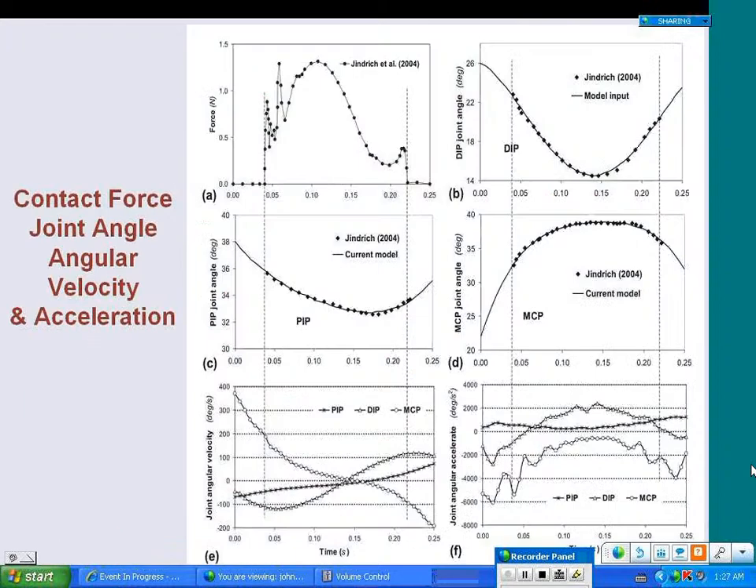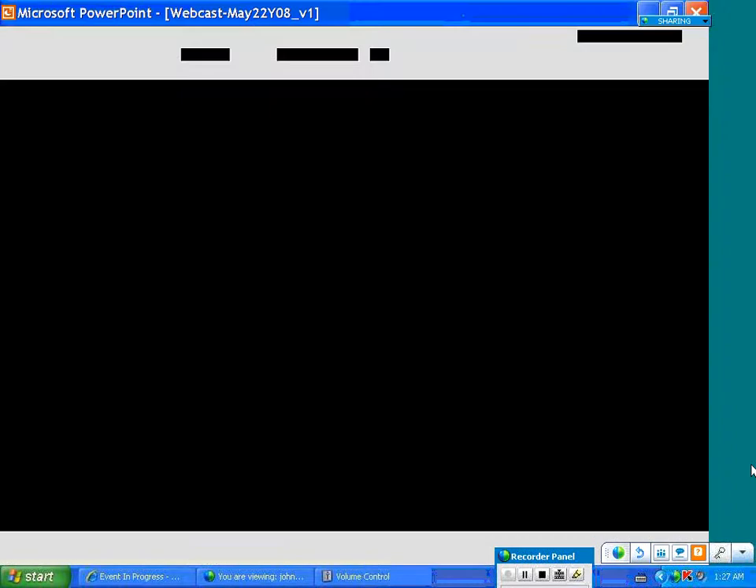So this is our data input. This first figure shows the force input. This is a measured force; we actually measured the force. Then DIP as a function of time. The dots are experimental data and the curve is a fit. We smooth this data as user input. Then PIP and MCP. Then we calculated the joint angular velocity and the angular acceleration. So I will first show you how the model looks.